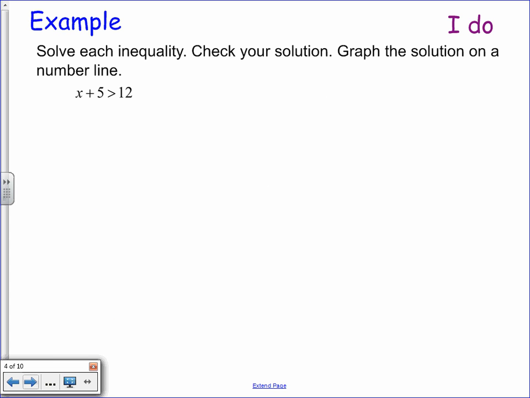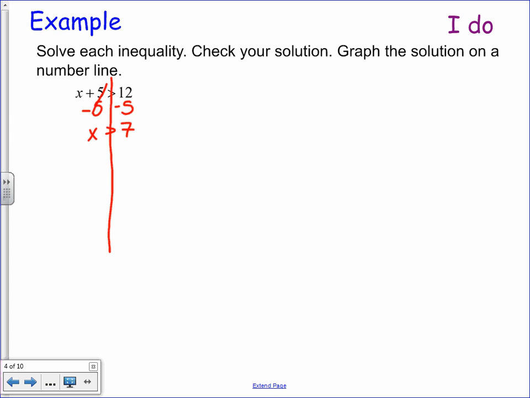Okay, so here are our examples. Solve each inequality, check your solution, then graph the solution on a number line. The first one is x plus 5 is greater than 12. We're going to solve these just like we would if there were an equal sign. So I'm going to draw my line down the inequality symbol. I'm going to subtract 5 from both sides, because that's what I would do if that was an equal sign. Those cancel, and x becomes greater than 7.